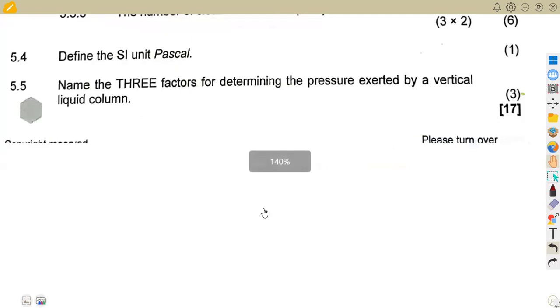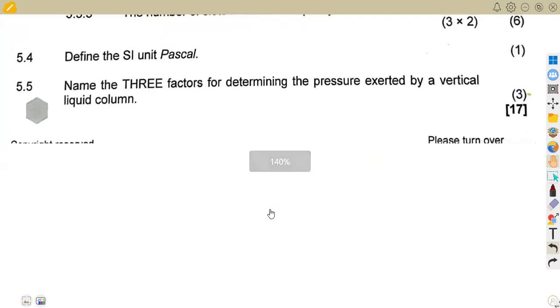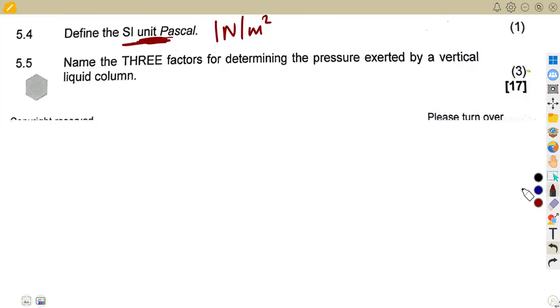Then 5.4, define the SI unit Pascal. Remember, the Pascal is the SI unit. This is the unit of measurement of what? Of pressure, which is 1 Newton per square meter. So it's the unit of measurement of pressure, which is 1 Newton per square meter.